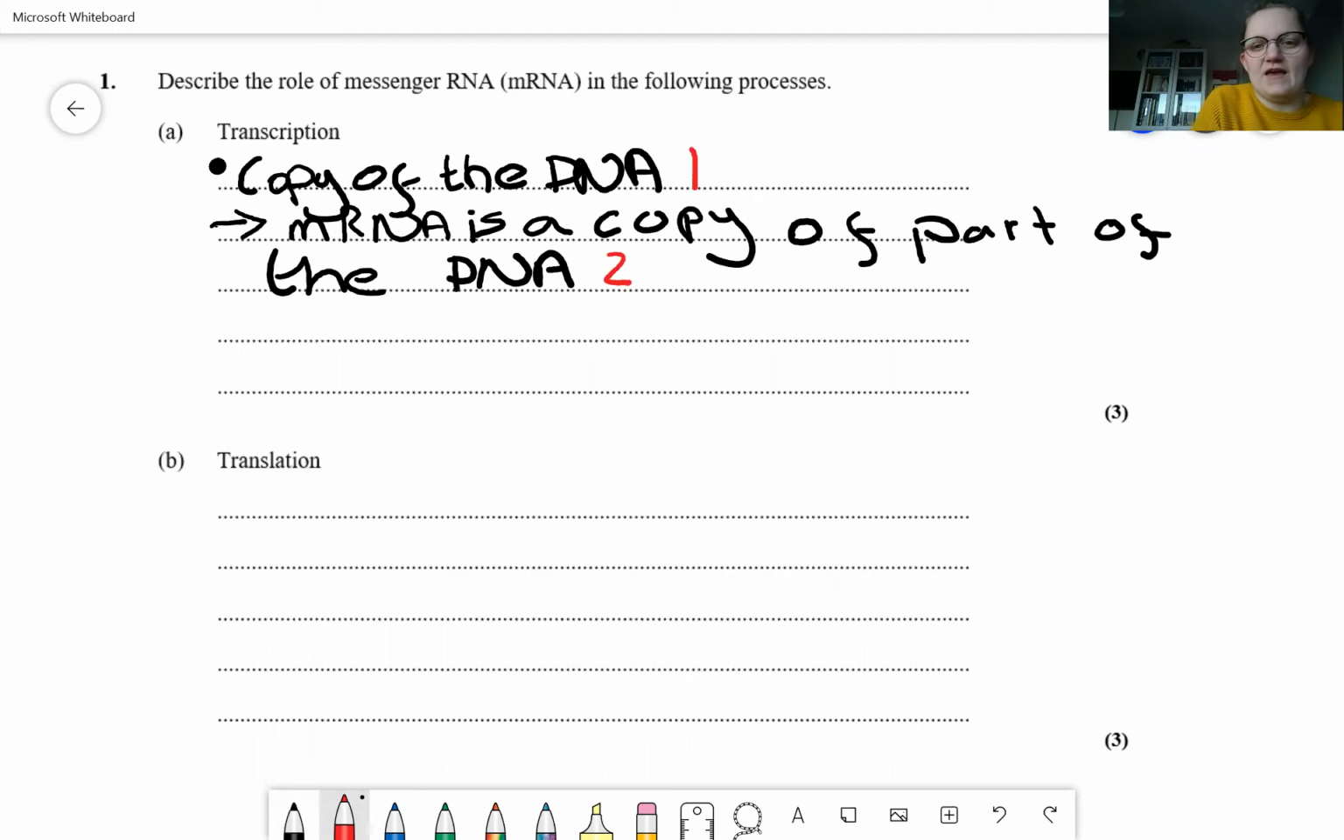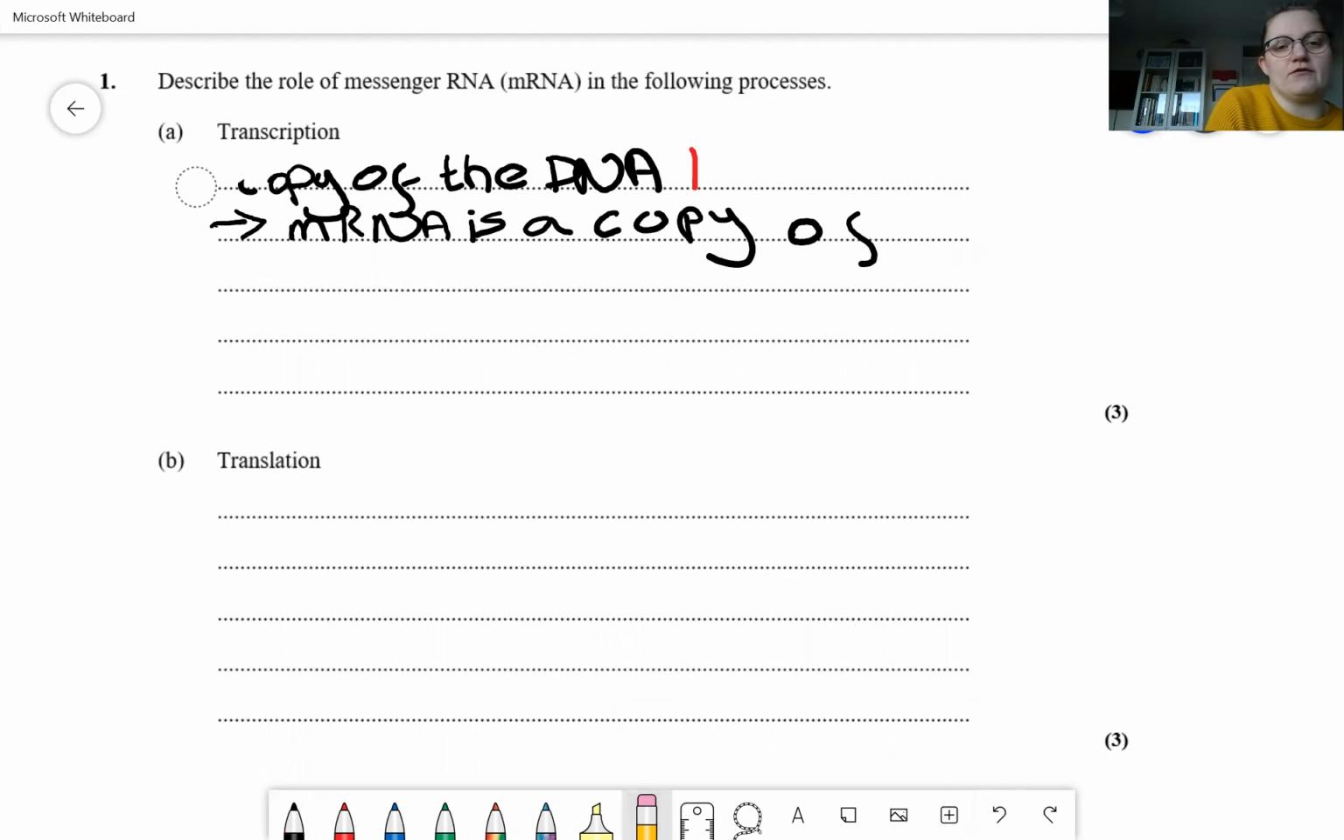So saying it's a copy gets you 1 mark, but saying it's a copy of part of the DNA gets you a 2nd mark. Other things you can say is you can say it's a copy of one of the strands of DNA. So that would get you a mark. So it's a copy of one of the strands of the DNA. So a full answer that you would expect to see somebody write, I'm going to write one up now.